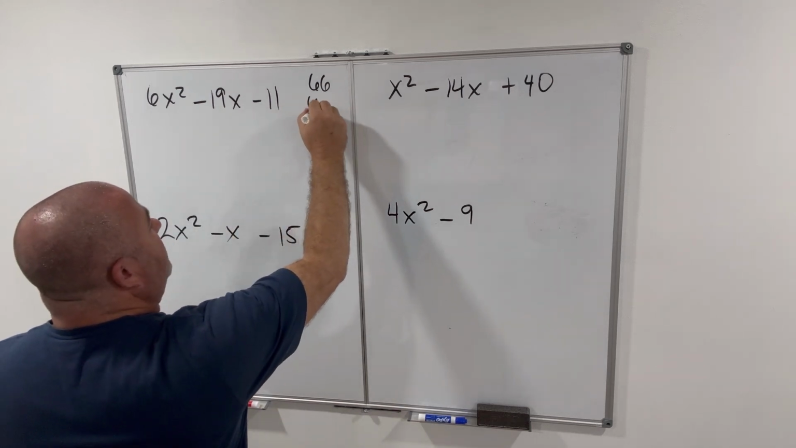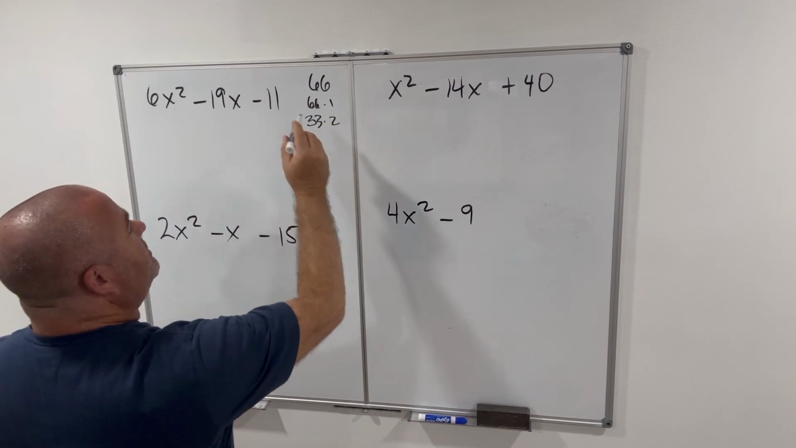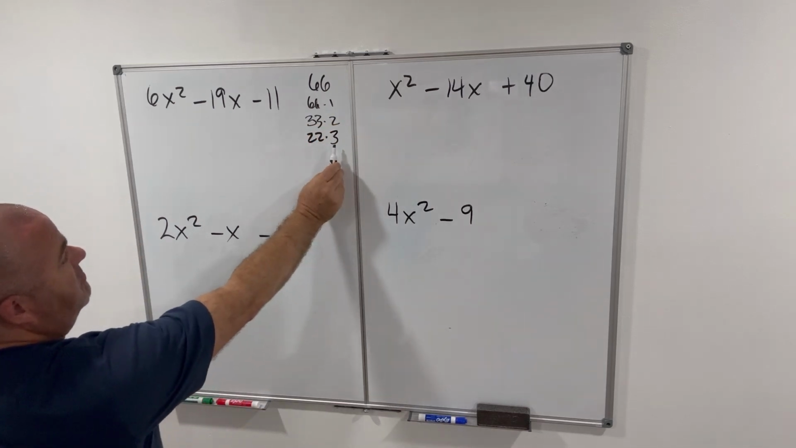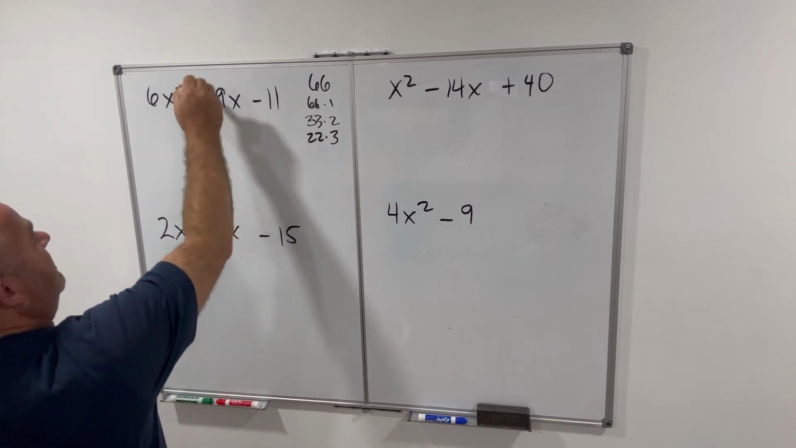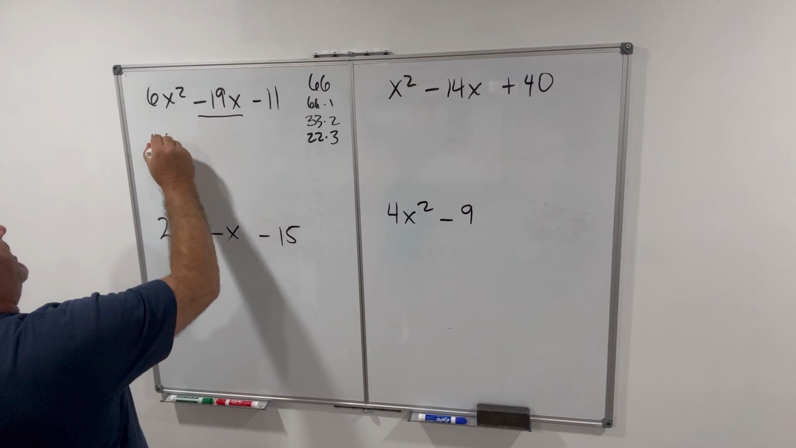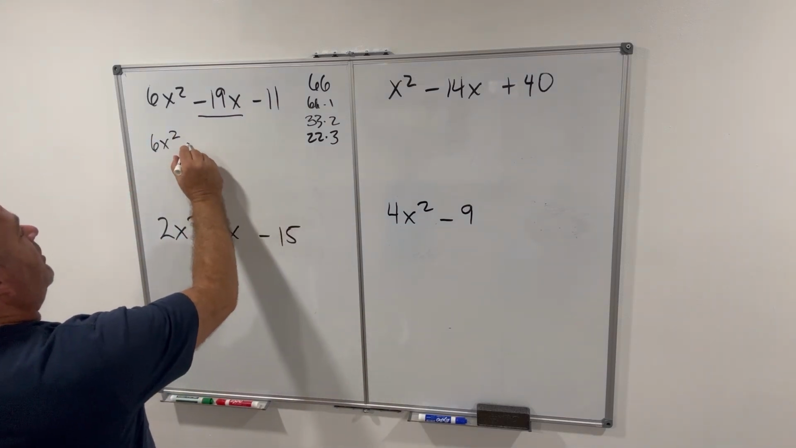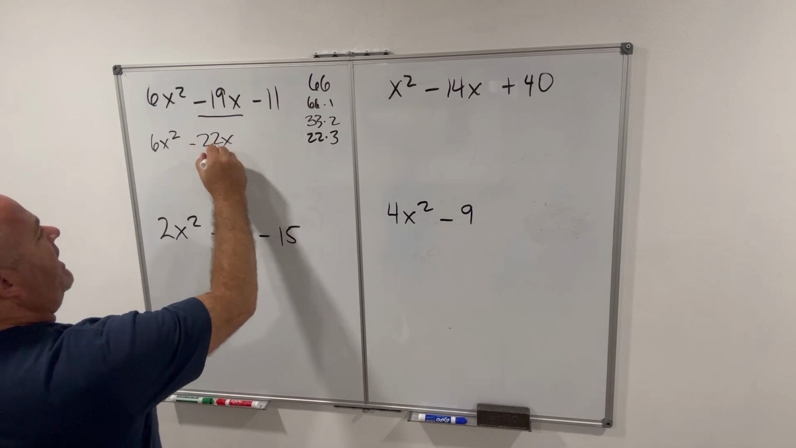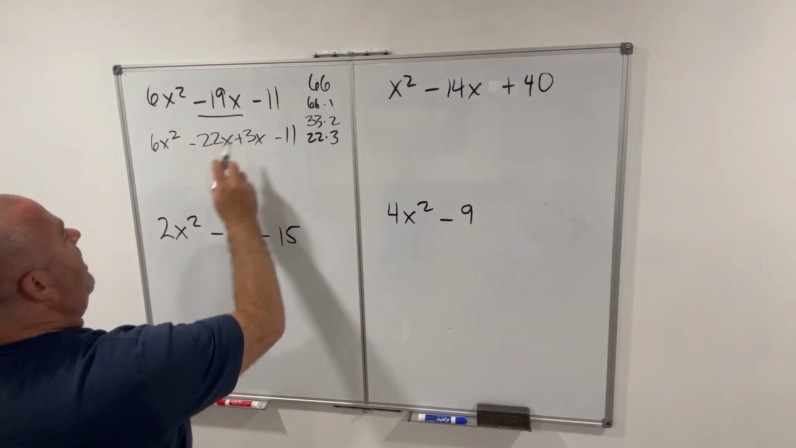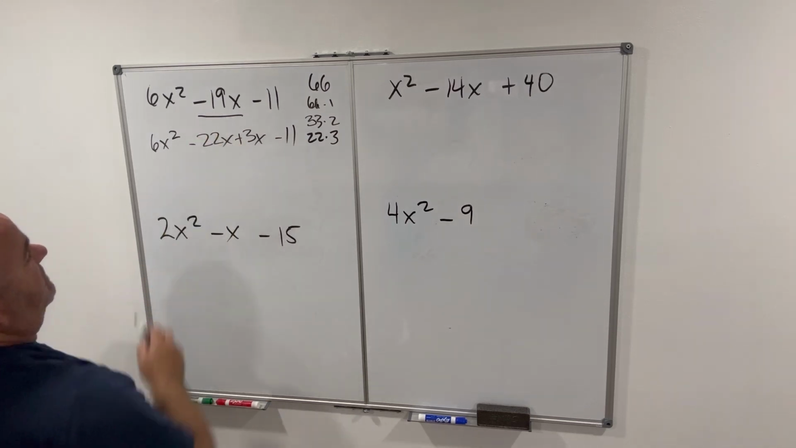So we can do 66 times 1. That doesn't work. We can do 33 times 2. That doesn't work. We can do 22 times 3. And 22 minus 3 is negative 19. So we're going to rewrite this middle term. We'll go 6x squared. Now this needs to be negative, so we're going to write it as negative 22x plus 3x, and then bring down our minus 11. You'll notice negative 22x and 3x is just negative 19.